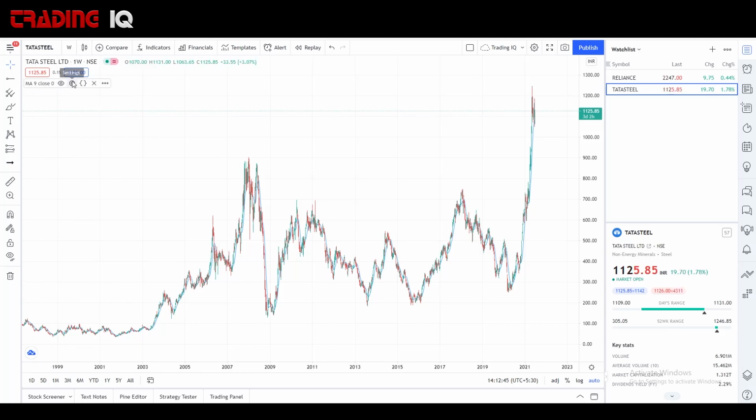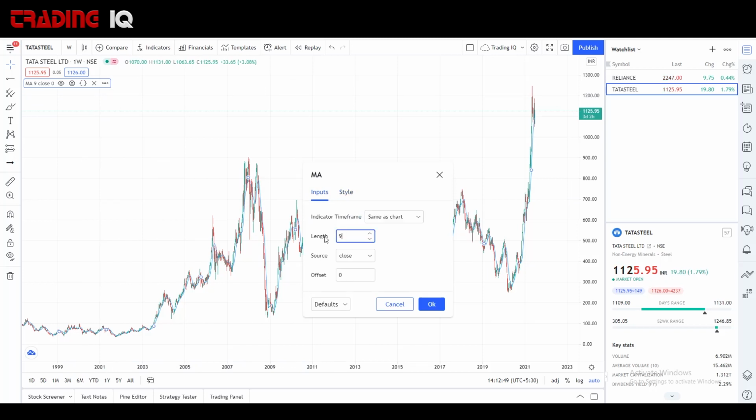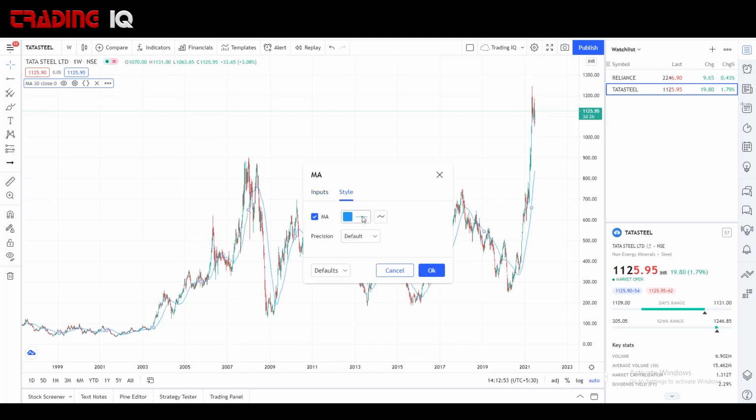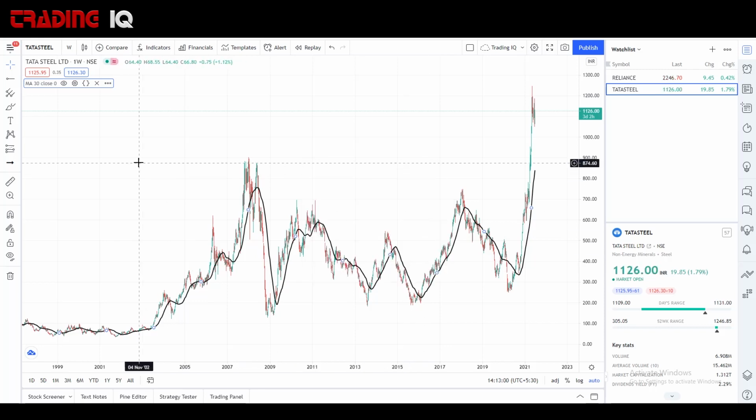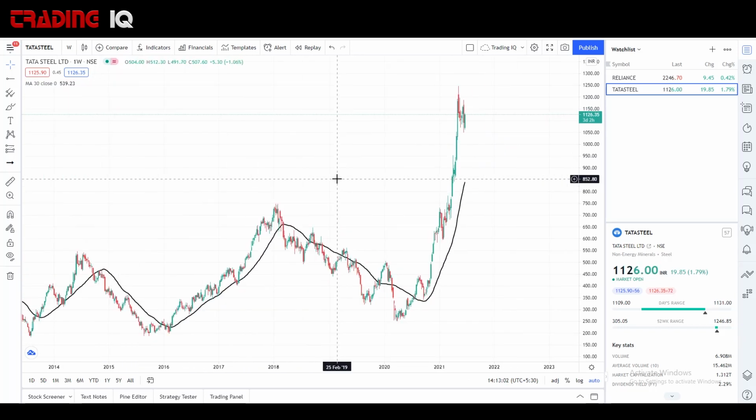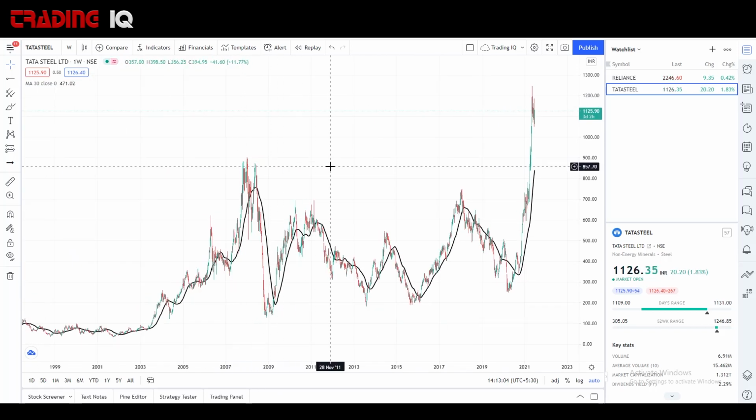Now let's make some changes. So you see settings here. We want a moving average, which is a 30-week moving average. Let me just change the styles, and I like black, a little thicker. Okay. So now we have a moving average on the screen.